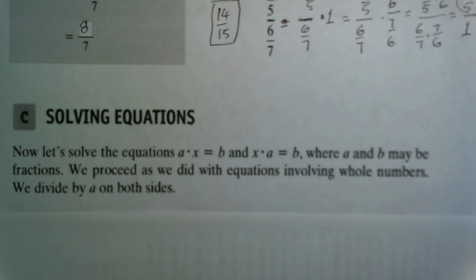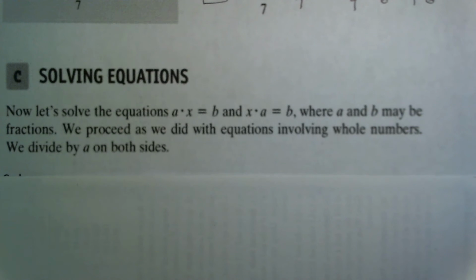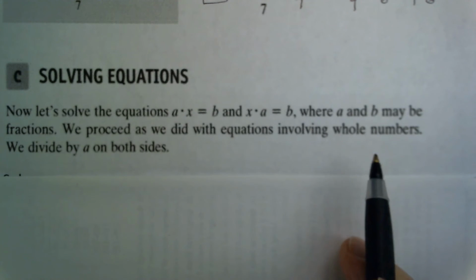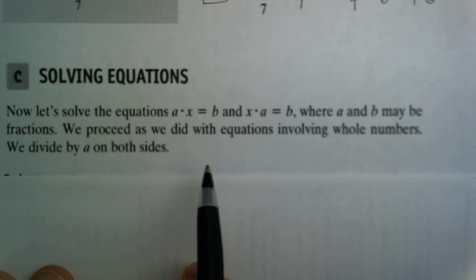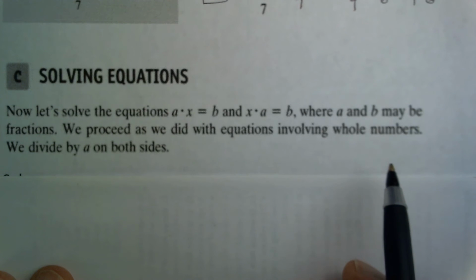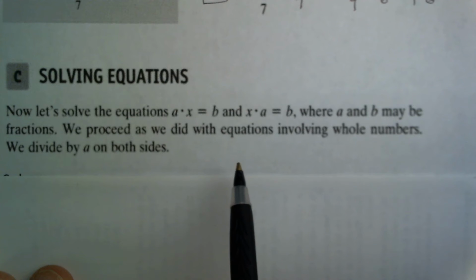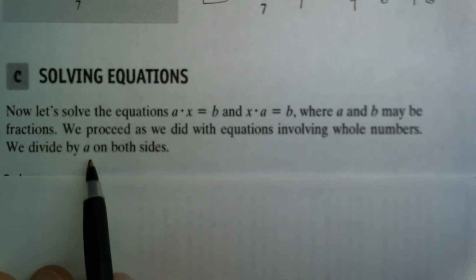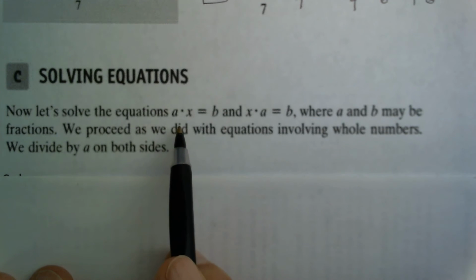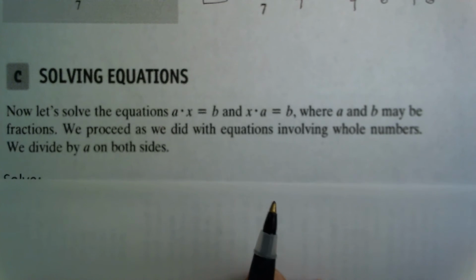Next, we'll be looking at equations and how to solve them. So let's look at equations of the form a times x equals b, and x times a equals b, where a and b may be fractions. And what we are going to do, we proceed exactly as we did with equations involving whole numbers, in other words, when a and b and x in most cases were whole numbers also. And that was simply this. We divide by a on both sides. Because if we divide by a, that isolates x. Okay, so we do the same thing.